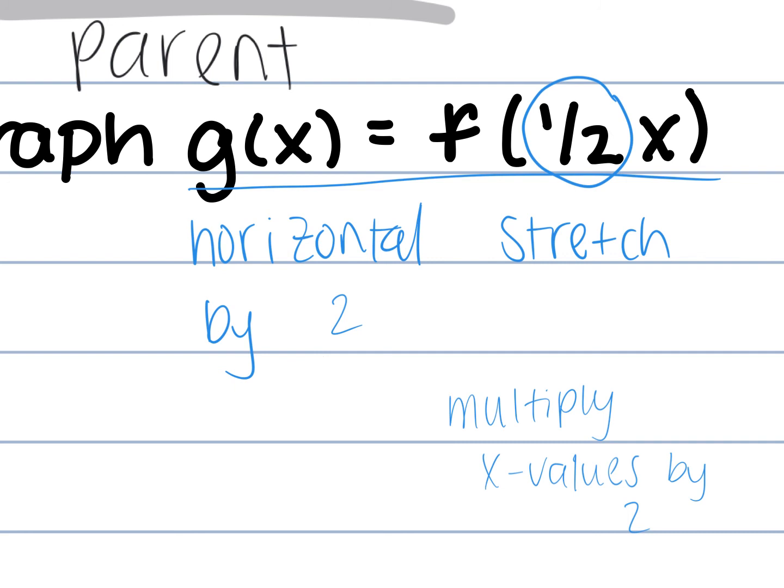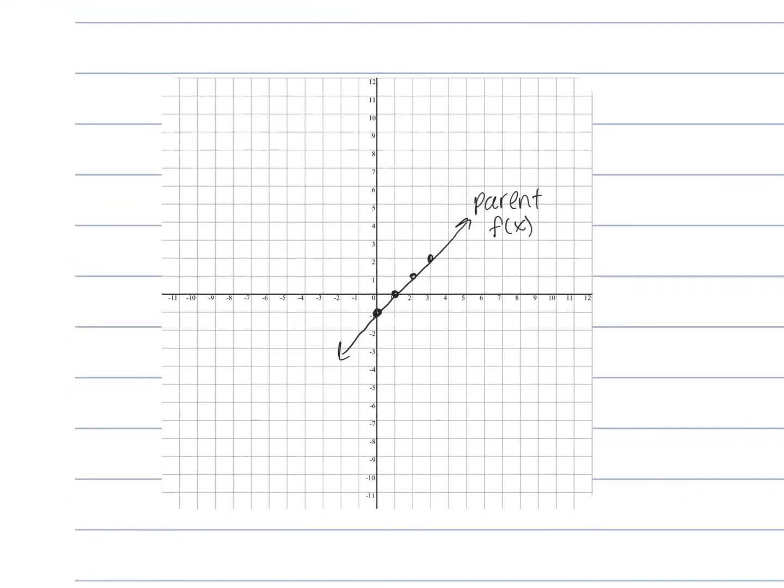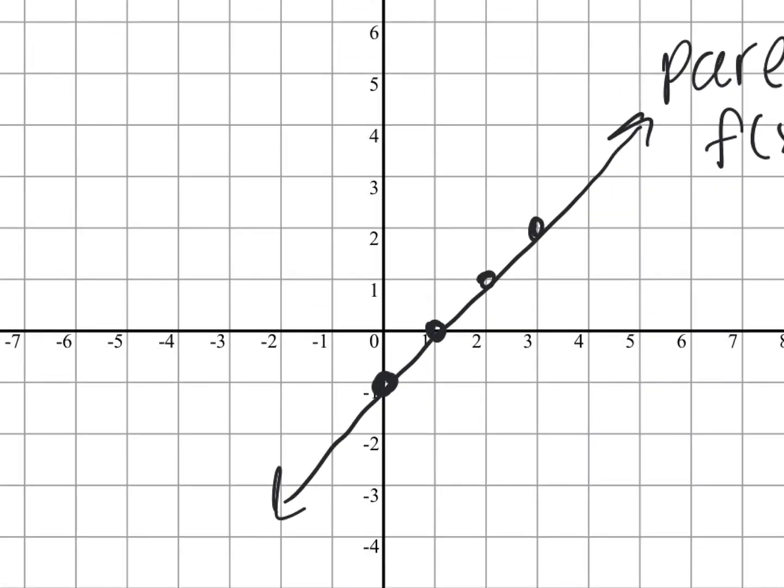Very good, Kyra. It is a horizontal stretch. Do you guys see that? If it was a vertical stretch, what would I multiply my values? What values would I multiply? The y values. Do you see the difference? If it's horizontal, you're going to multiply the x. If it's vertical, you're going to multiply the y. Okay? So take all of your x values on this graph and multiply them by 2. So let's start by identifying the points. This point is 0, negative 1. This point is 1, 0. This point is 2, 1. And this point is 3, 2.